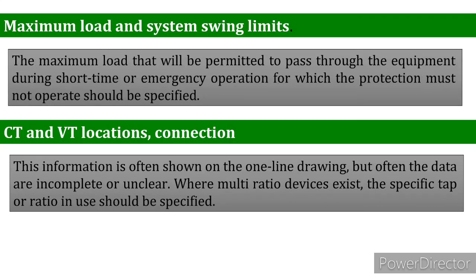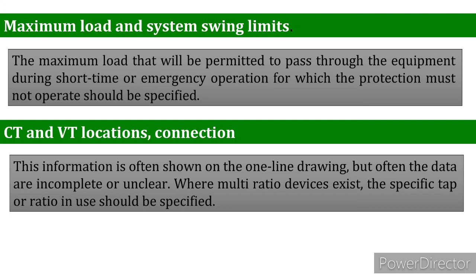The other one is maximum loads and system swing limits, like the maximum load that will be permitted to pass through the equipment during the short time or emergency operation for which the protection must not operate should be specified. I can say these are the limits of the device that is already mentioned on the data sheets, and for a complete system the engineer should specify it. The other one is current and voltage transformer locations.